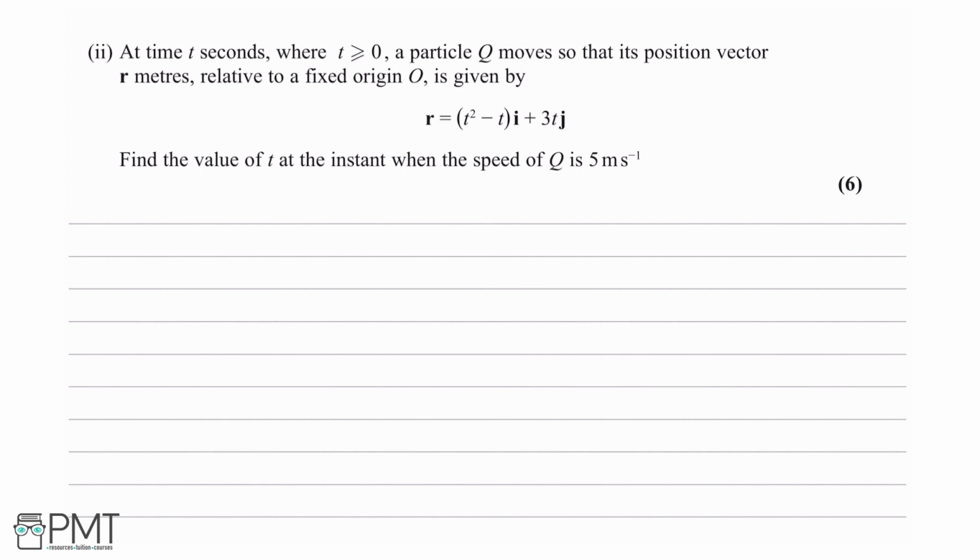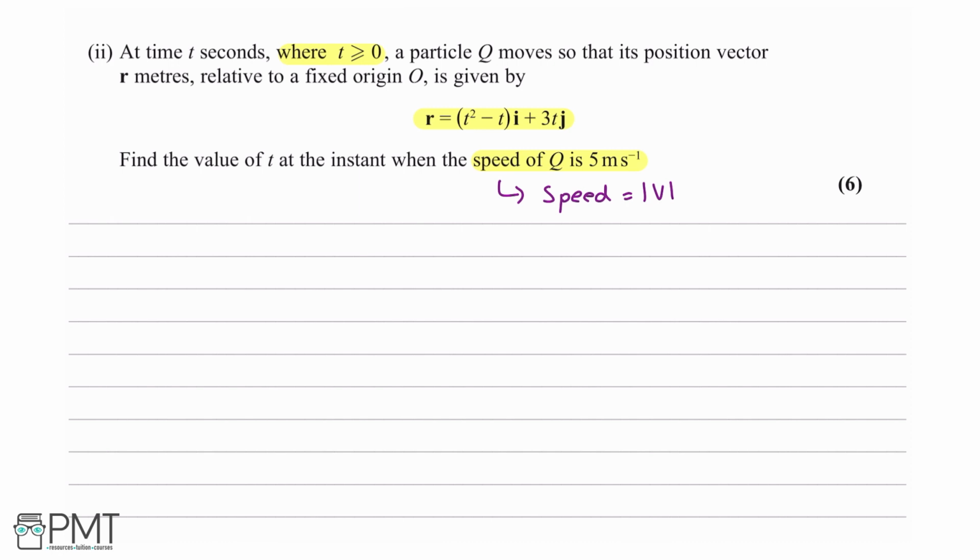Okay, so what I'm going to do is highlight that t is greater than or equal to 0. I'm going to highlight the position vector equation, and I'm going to say that we need to find the value of t at the instant when the speed of q is 5 meters per second. This is really important because speed isn't the same as velocity. Speed is the modulus of your velocity, or the magnitude of your velocity.